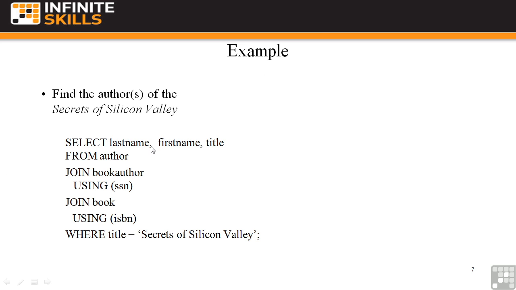So we're getting the last name, first name, and title from the author, join to the book author table using the Social Security number. That's the connecting column. Now, book author joins book using the ISBN number. Additionally, we have some criteria, and we specify that criteria in the where clause, where title equals Secrets of Silicon Valley.